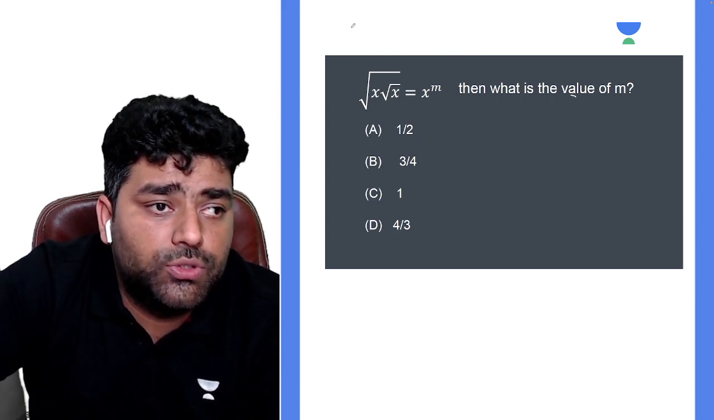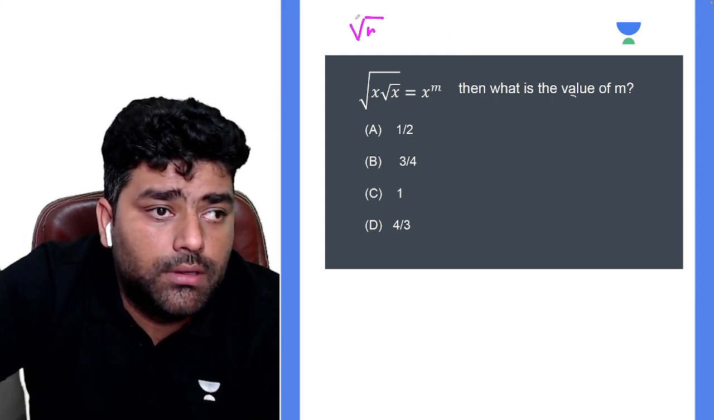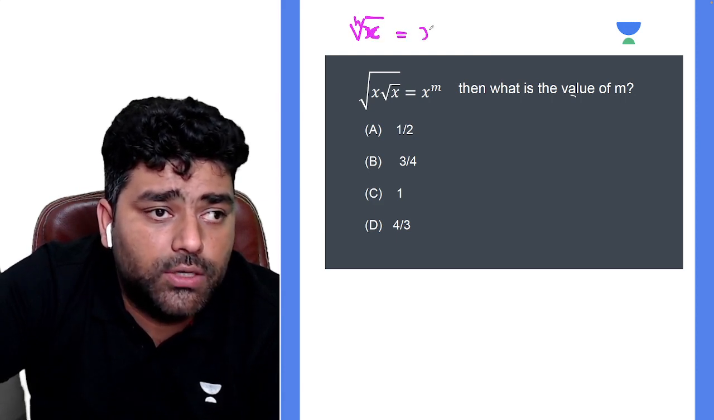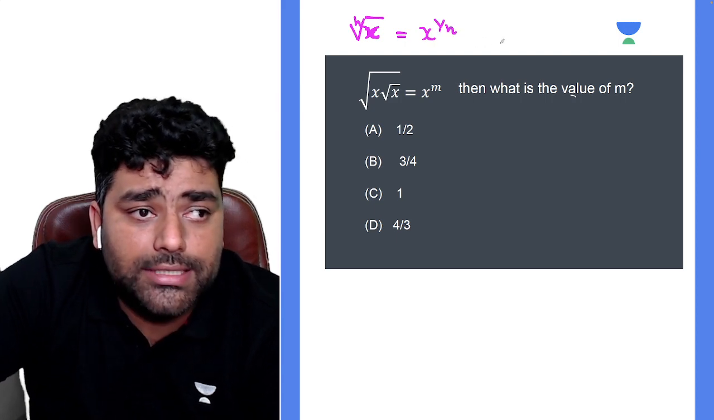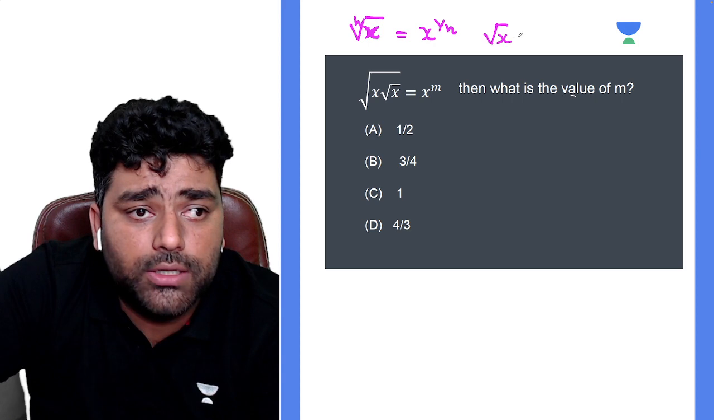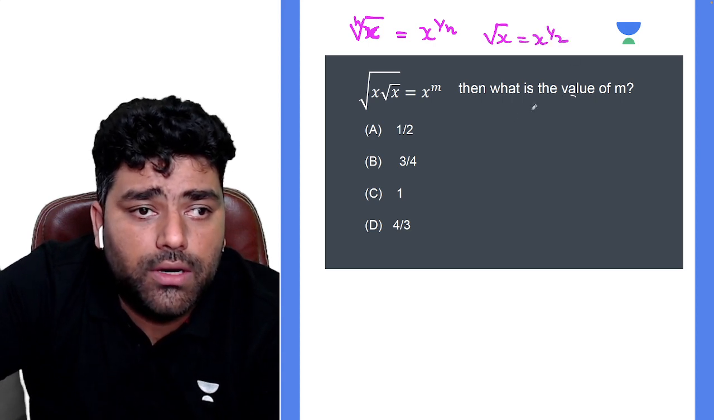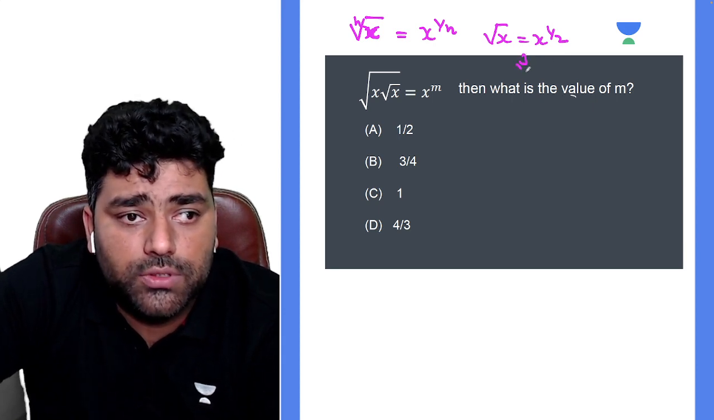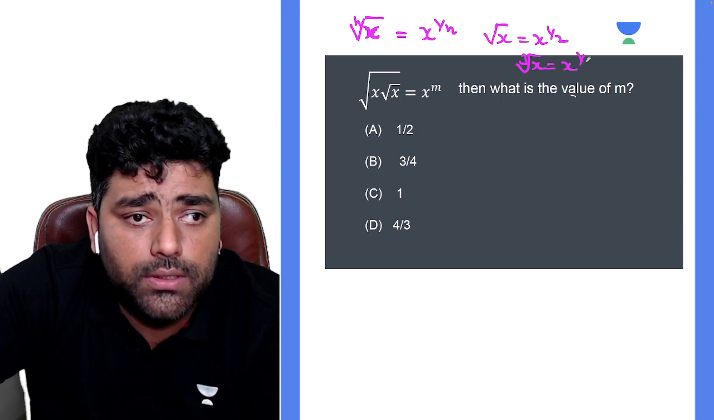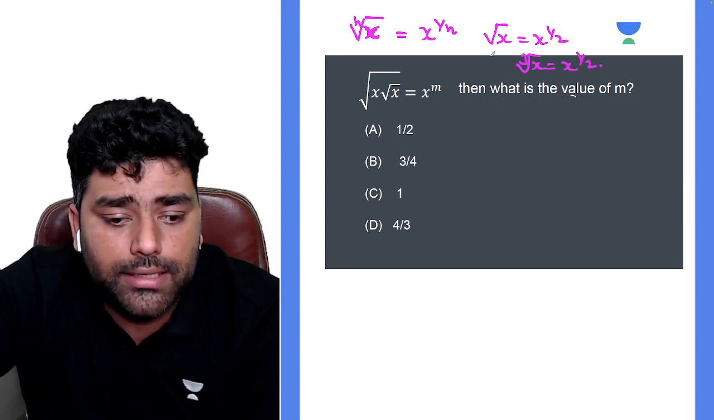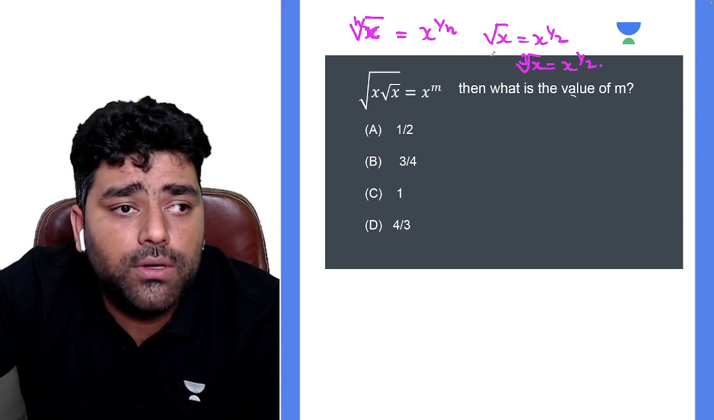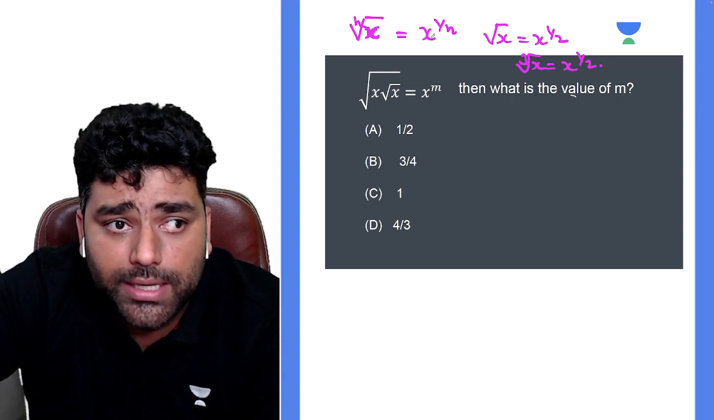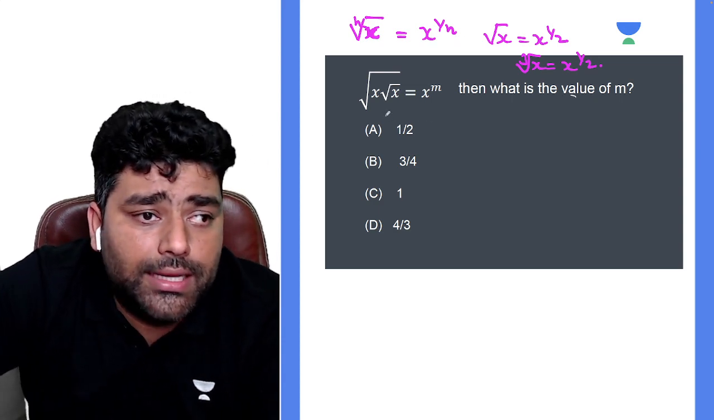So the radical concept is, suppose you have the nth root of x. We write that as x to the power 1 by n. This is the reason that when you have the square root of x, you write x to the power half. Or if you have the cube root of x, you write x to the power 1 by 3, right? So you can convert radicals to exponents like this. The power will be the reciprocal: if we have the nth root, that will be x to the power 1 by n.